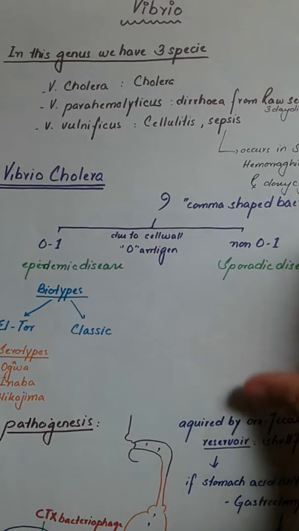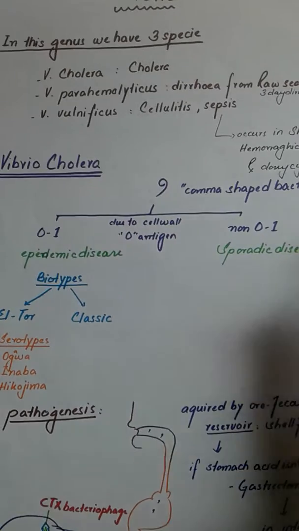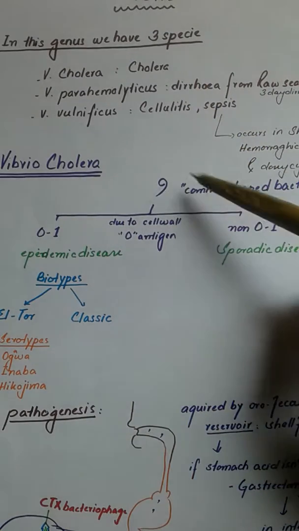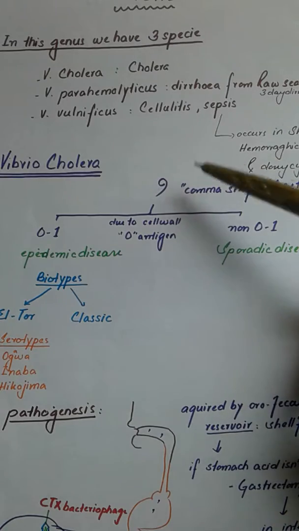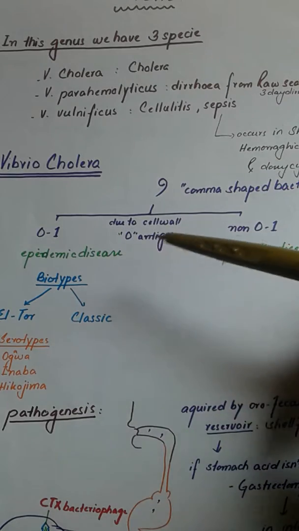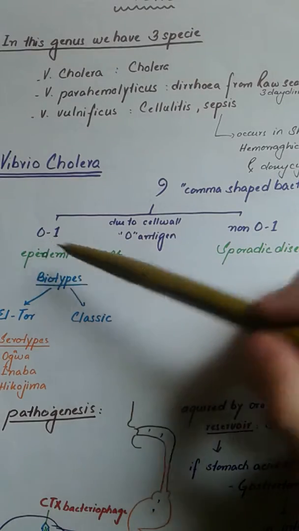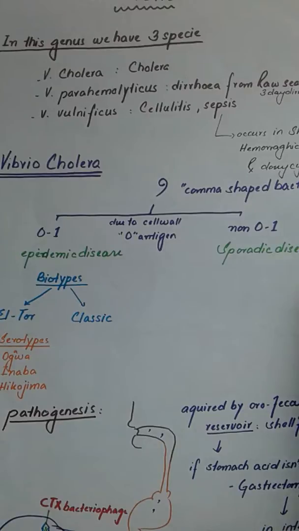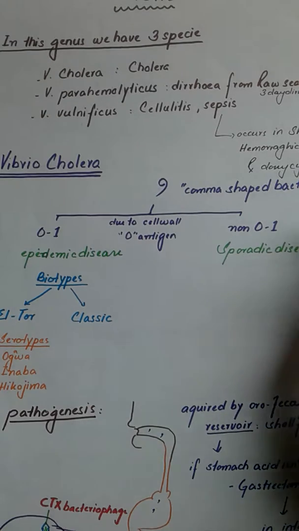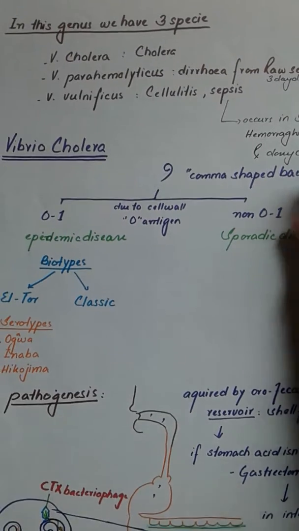Now we'll discuss our most prime bacteria, which is Vibrio cholerae, which causes cholera. This is a comma-shaped bacteria like all of the Vibrios, but it is divided into two categories based upon its cell wall O antigen. It's divided into O1 and non-O1. Now, O1 gives rise to epidemic diseases, meaning it affects a large population when it is occurring, and all of them have diarrhea.